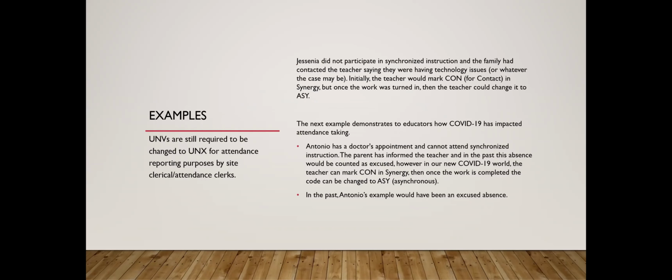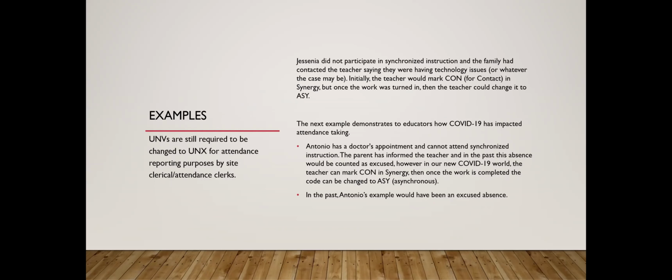Now, here are some examples of different scenarios that you probably experience pretty often. The first one: Jasenia did not participate in synchronized instruction and the family had contacted the teacher saying they were having technology issues or whatever types of issues they may be having. Initially, the teacher would mark CON, C-O-N, for contact in Synergy, but once the work was turned in, then the teacher could change it to ASY, which is asynchronous instruction.